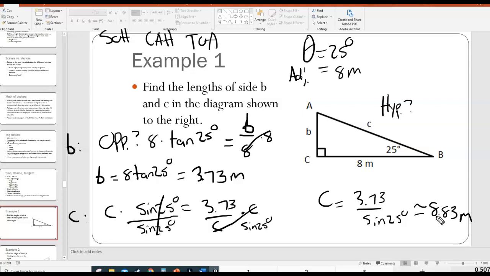The second thing is you might be wondering, why did I use sine? Why did I not use cosine? Because cosine also has the hypotenuse in it. And to tell you the truth, I could have used cosine, and I would have got the exact same answer. In fact, I encourage you to check that for yourself and try to solve for side length c using cosine, and you'll get about the same answer. I say about because remember that 3.73 was a rounded number, so it might not be exactly the same, but it should be very, very close. Okay, so pause there if you need to look at that some more.